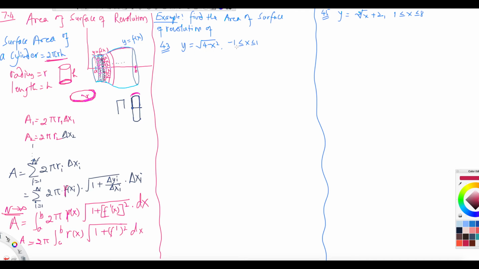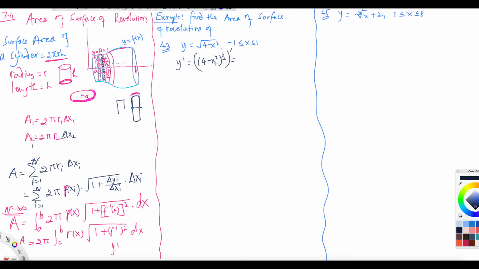Okay, let us do number 43. Y is given as like that, and then a and b are -1 and +1, right? So what is y prime? Because we will need y prime here. F prime is the same as y prime. So here y prime is like u to the power 1/2, so it is like 4 minus x squared to the 1/2, and then the prime of that, right? You're finding the derivative of that.